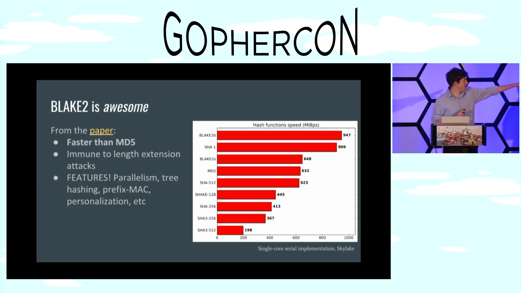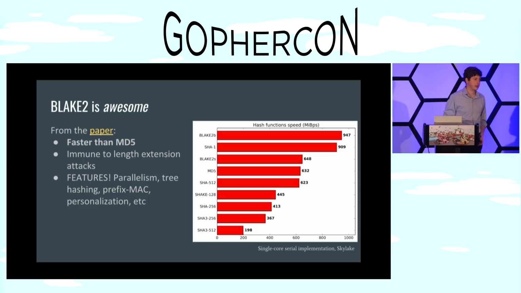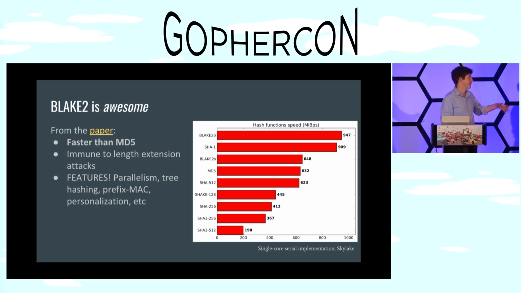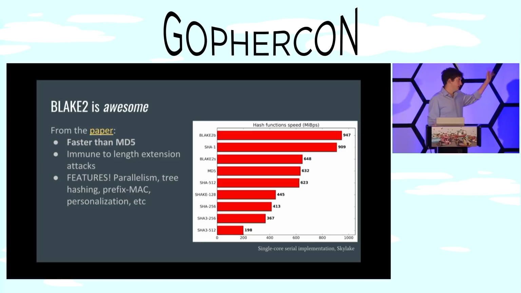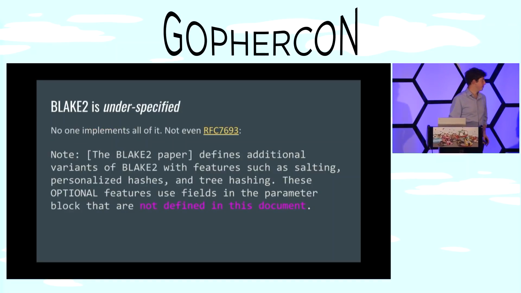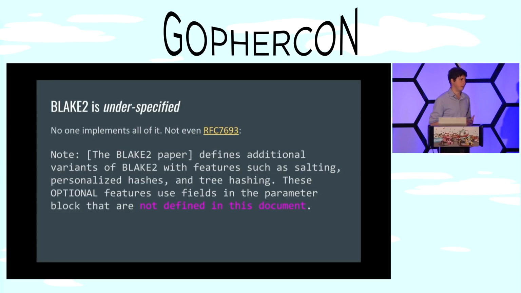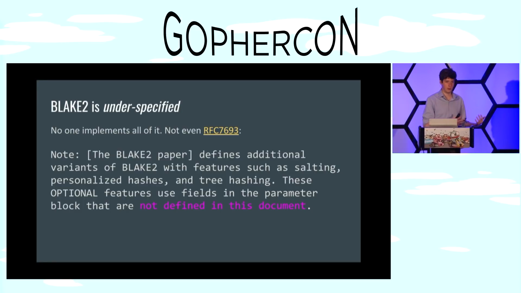That's a speed chart on the right, and it might be a little hard to read, but just notice that BLAKE2 is at the top. So it's very fast, but it's also immune to some attacks that affect MD5, SHA-2, that kind of thing. And it's got all of these features, like it supports parallelism natively, it does a thing called tree hashing. There's all this stuff. But the problem is, no one actually implements all of those features. Most people only implement BLAKE2 in a mode that makes it exactly analogous to SHA-2.